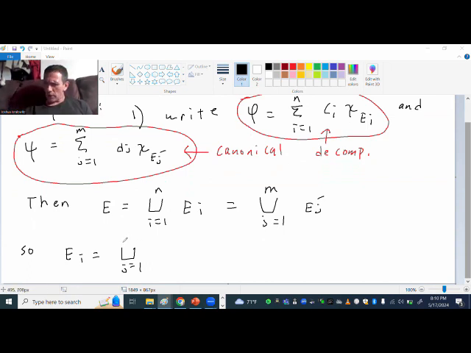So j equals 1 to m, E_I intersect E_J prime. Actually, this is if and only if, but what's important for us is that I can write my characteristic function as a sum of these characteristic functions. This is very easy to prove. If you have any doubts, you shouldn't, but if you do, definitely prove it yourself.